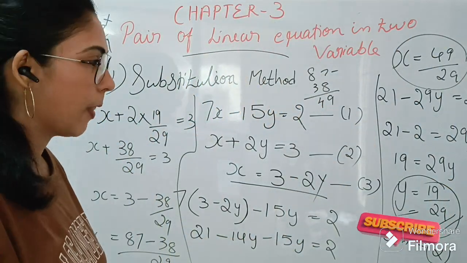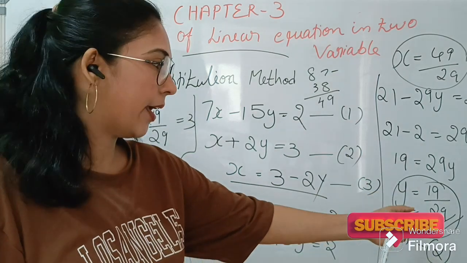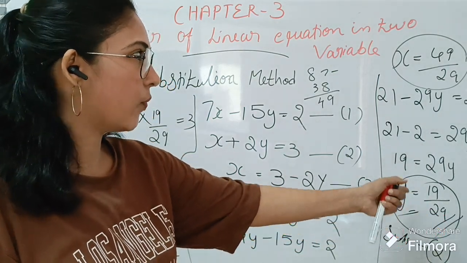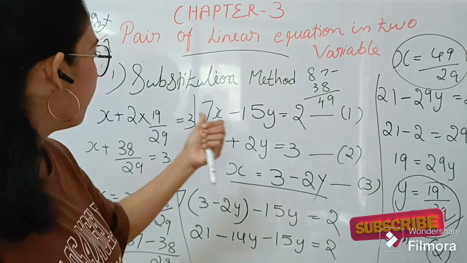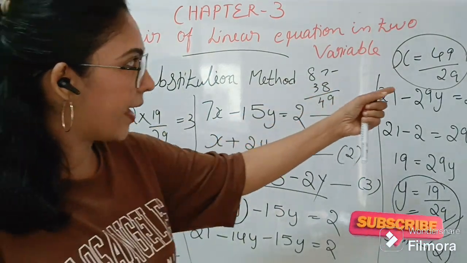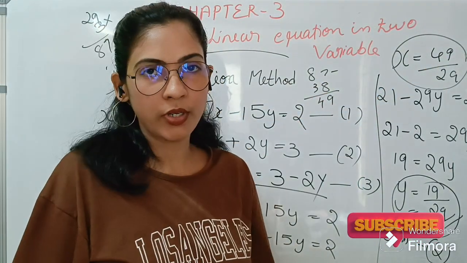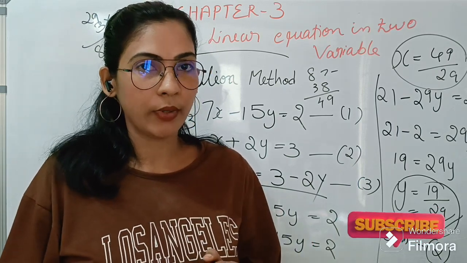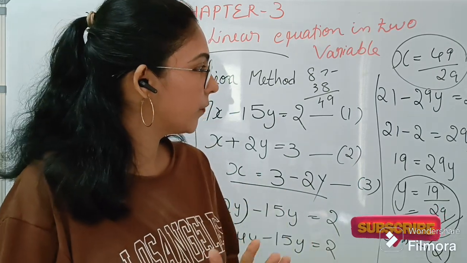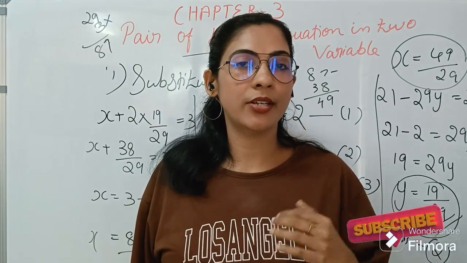Okay. This is the value of y, that is 19 by 29 is y, and substituting value of y in equation number 2, we get value of x, that is 49 by 29. So this is the substitution method. Okay, is it clear for you? We'll discuss the continuation in the next class.